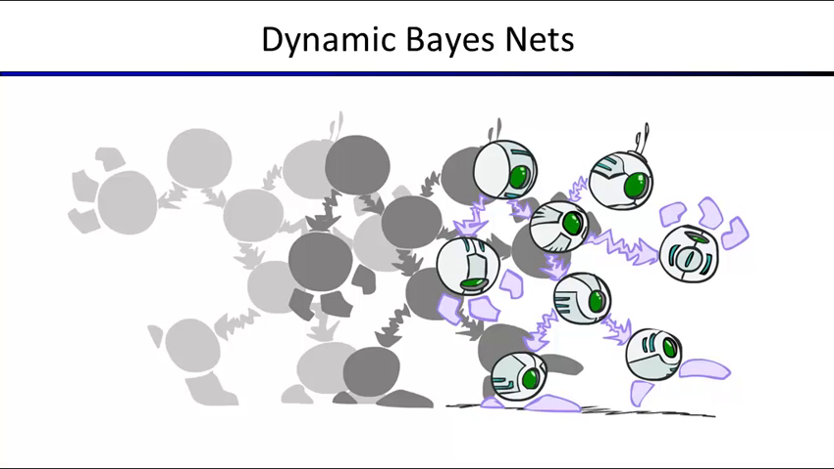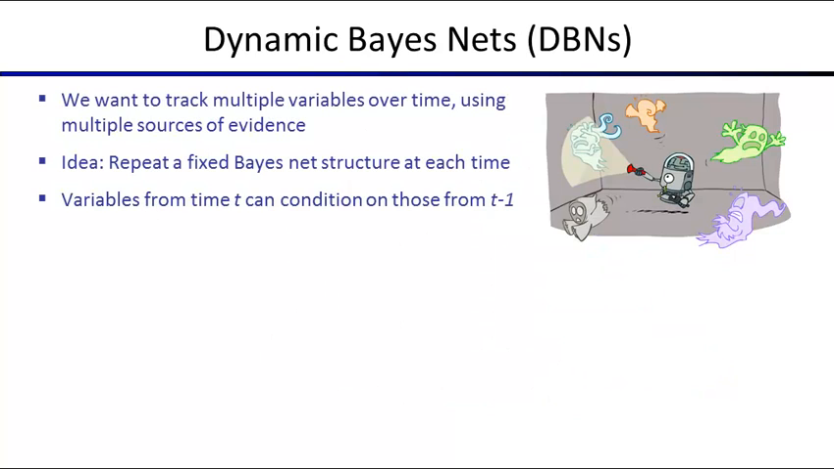So, what's a dynamic Bayes net? It's a generalization of a hidden Markov model. It's the same idea. You have a template, and you replicate it over time. So, you have a fixed set of variables that you might want to track over time. Instead of one variable, as in an HMM, there might be many of them, and you just repeat that structure.